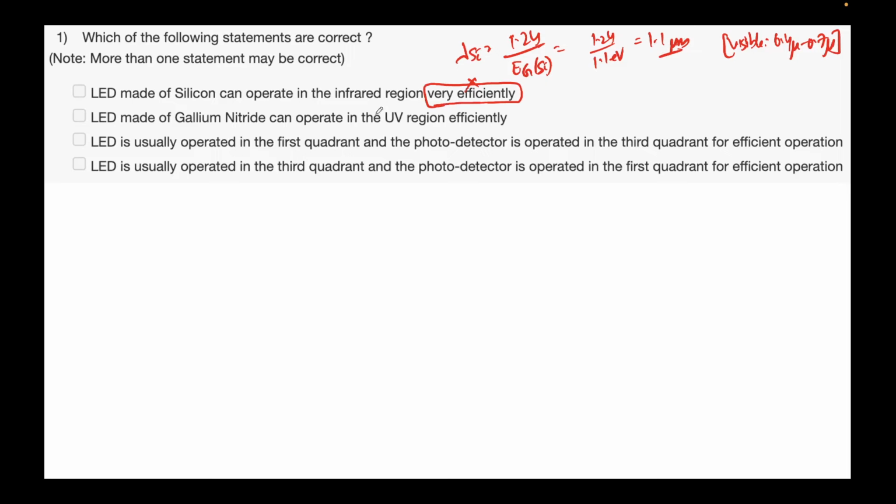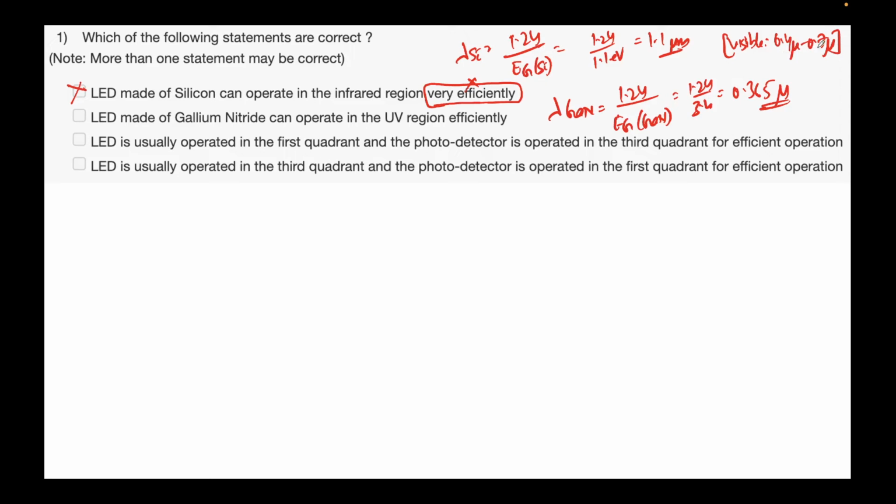So that part is correct, that the photon will be emitted in the infrared region, but that will be inefficient. So this part is wrong, and option A overall is wrong. Let's try for gallium nitride. The photon emitted for a gallium nitride based LED will be 1.24 over Eg of gallium nitride. Gallium nitride has a band gap of 3.4 eV, so if I calculate it, you'll get 0.365 microns.